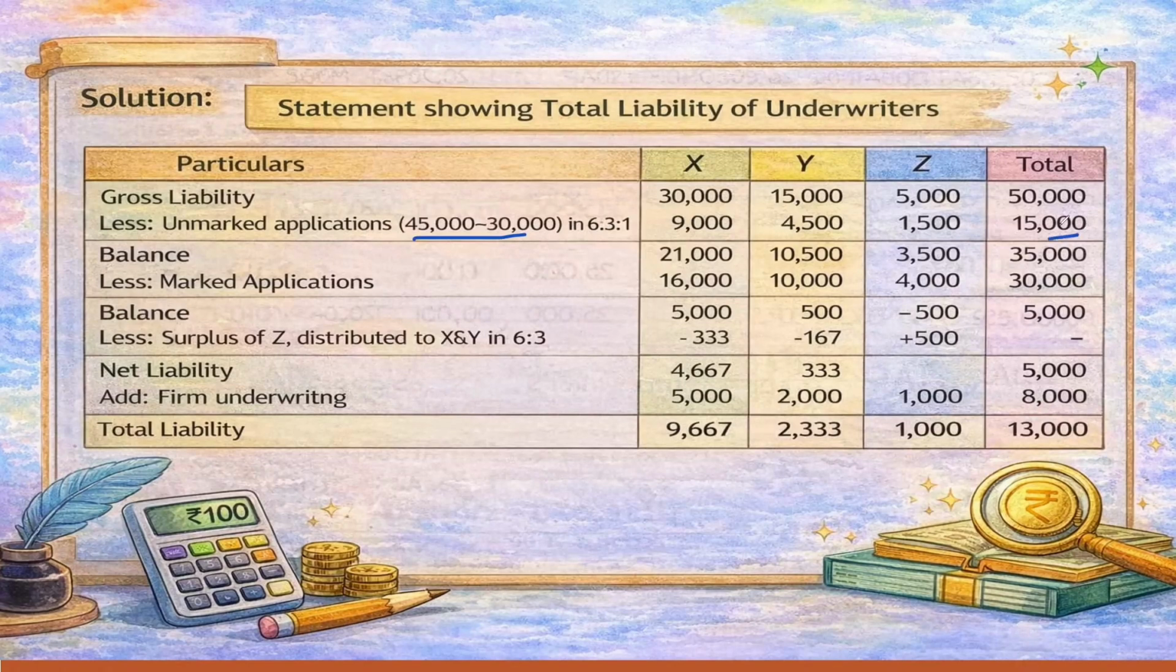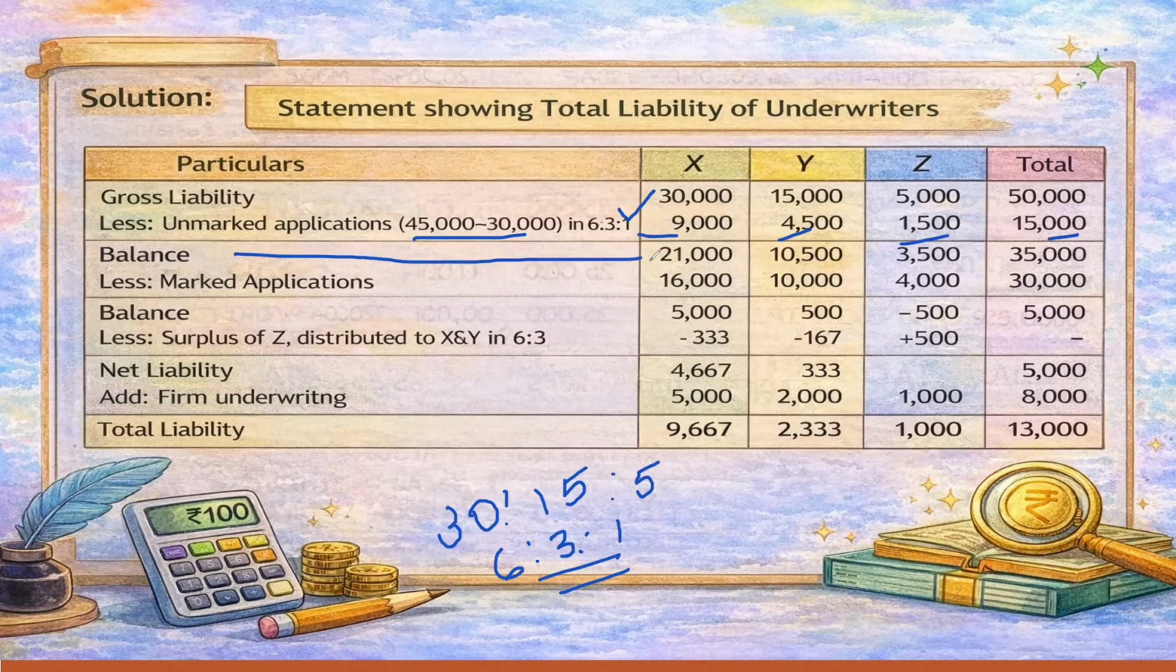So how will this 15,000 be divided? Based on their gross liability ratio. So you can calculate the gross liability ratio: 30,000, 15,000 and 5,000. If you convert this to ratio, you can get 6:3:1. 5 ones are 5, 5 threes are 15 and 5 sixes are 30. So 6:3:1 you can get. So based on this ratio, we have done this calculation. Next, this is the balance we got after deducting: 21,000 in case of X, Y is 10,500, Z is 3,500. So total 35,000 is the balance liability.